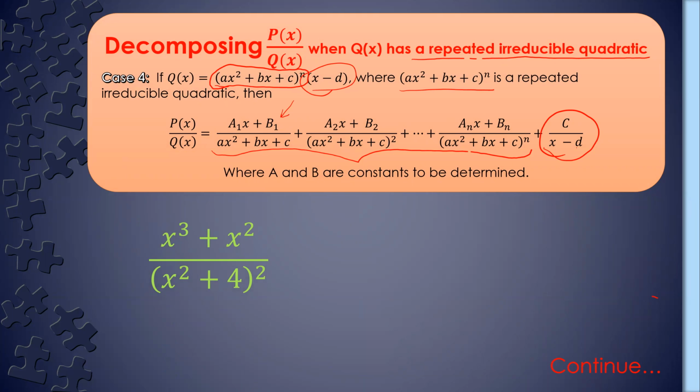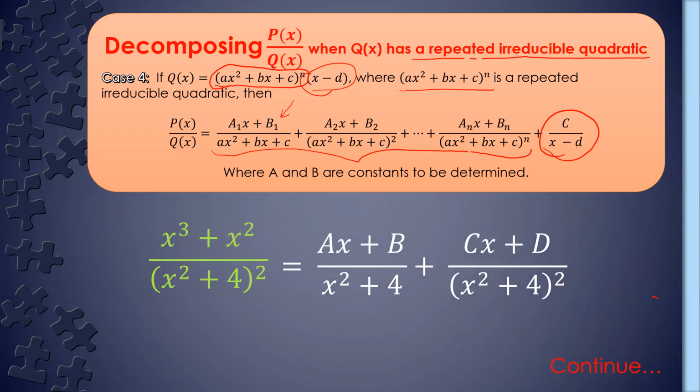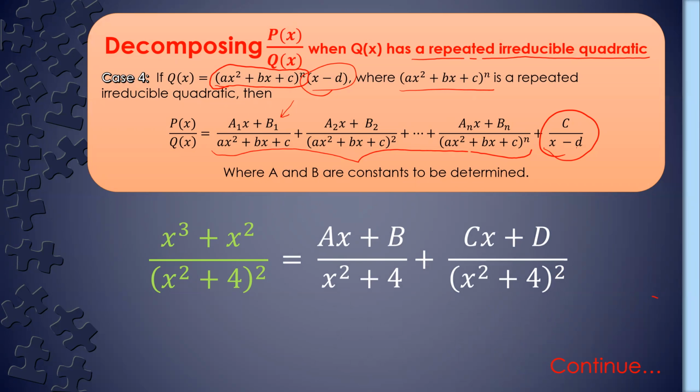All right, now let's take a look at this particular example. This is going to be no linear factor attached to it, just one repeated irreducible quadratic. So then you would have two fractions in this case, right? It would be linear over x squared plus 4, plus a linear over x squared plus 4 altogether squared. And that's how we deal with repeated factors.